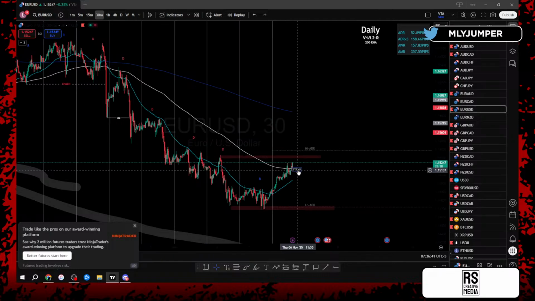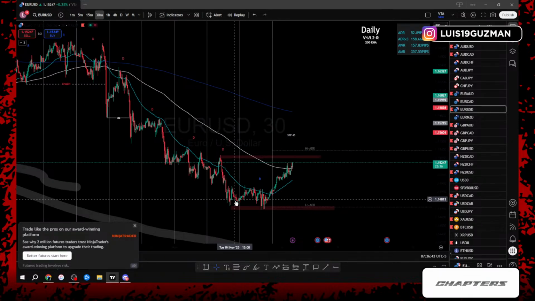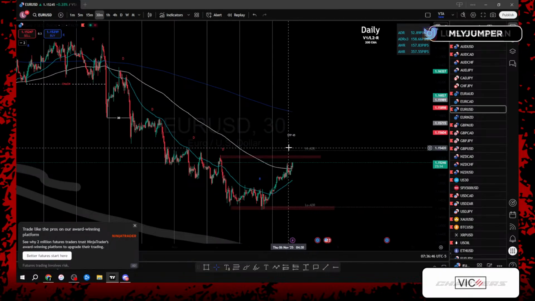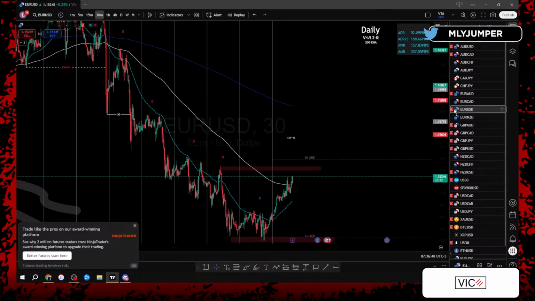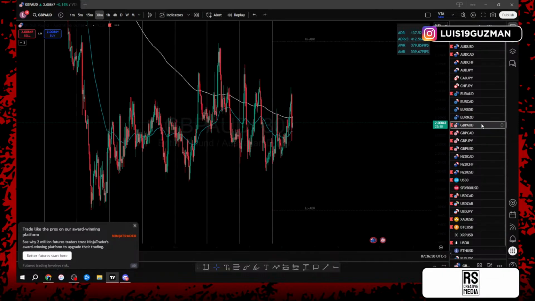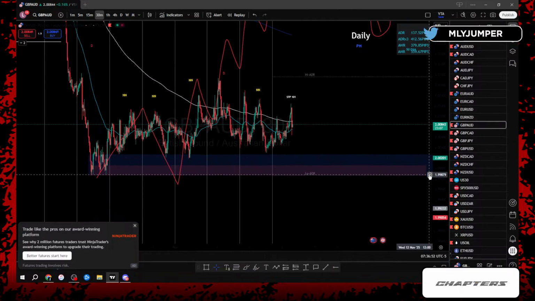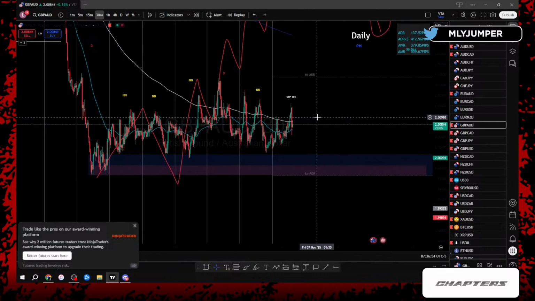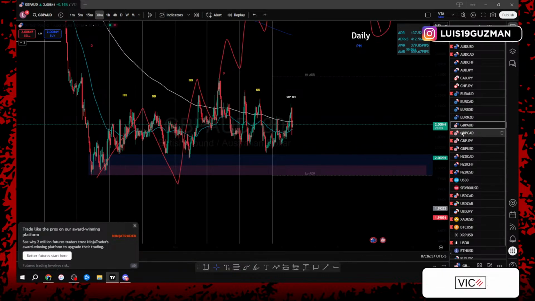Euro USD still trading in the previous lower low, lower high, lower low, and STP has been hit for the day already as well. So Euro USD will turn this one off. GA, we're still stuck in the zone of consolidation, huge zone of consolidation, so we're just going to turn this one off as well.